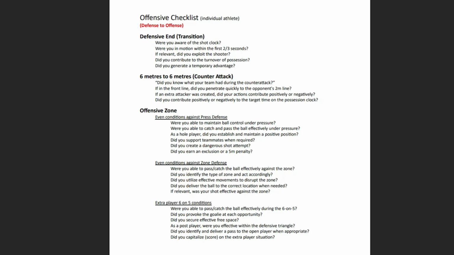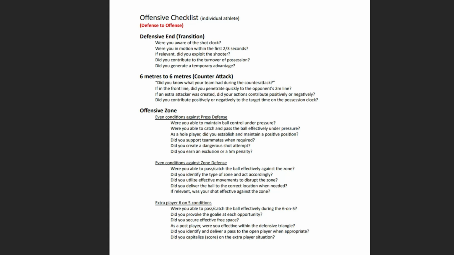So now we'll look at the offensive checklist for the individual athlete. Again, this is the transition from defense, the attack. So while they're in the defensive end, or in their own defending end, once again, shot clock awareness. Were they in motion within the first 2-3 seconds? So how quick are they in transition?